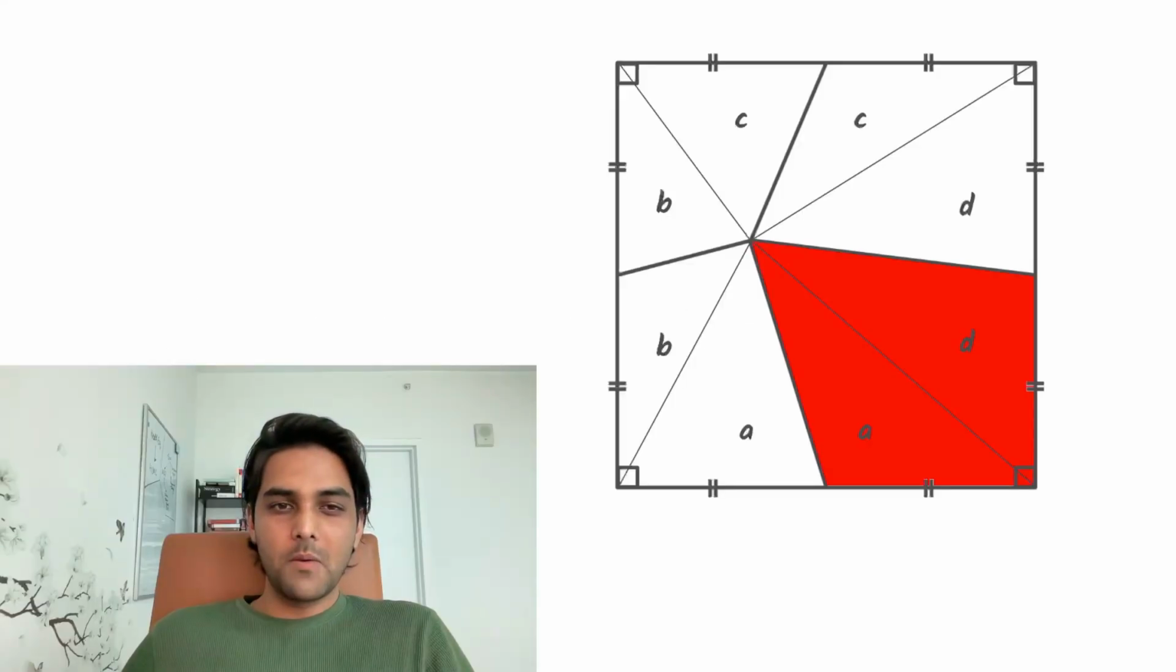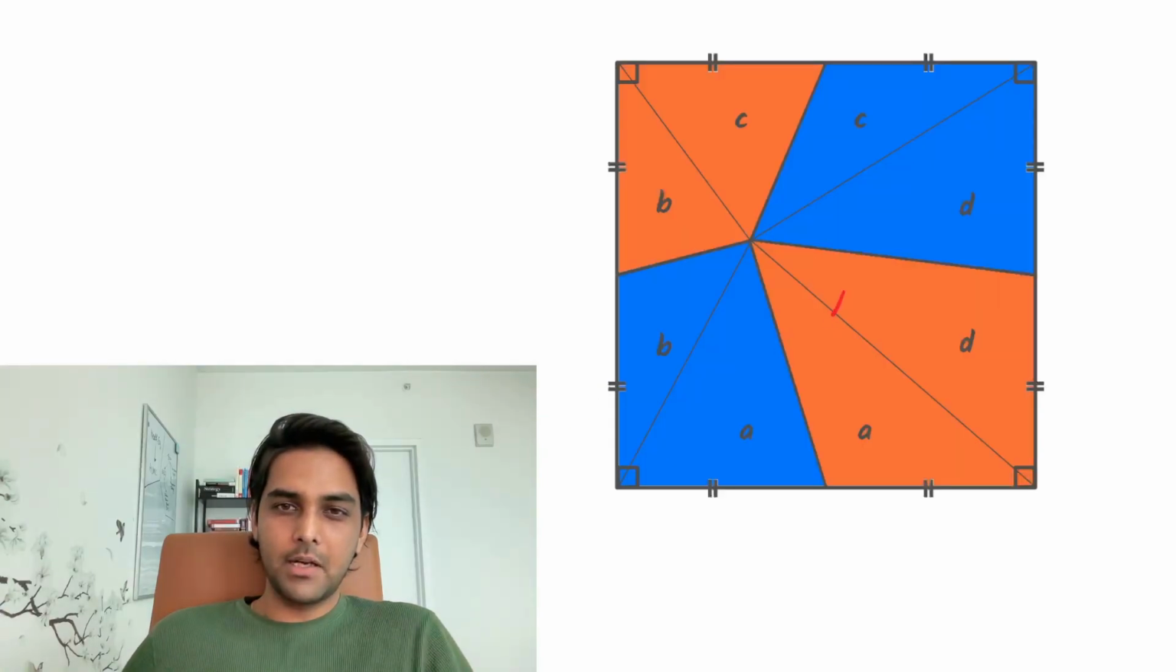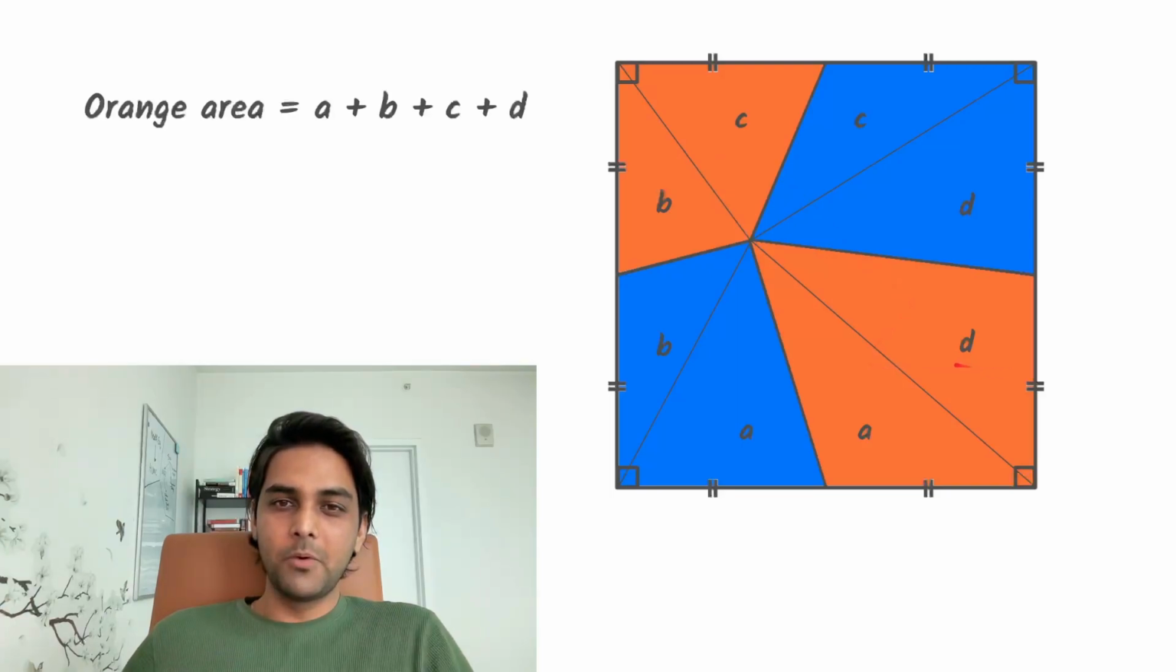Now let me show you one more way to solve this. I'm going to color this figure in a slightly different way. Here I have colored the opposite regions the same. So these two regions are orange and these two regions are blue. Now the area of the orange region is A plus B plus C plus D. And the area of the blue region is also A plus B plus C plus D.